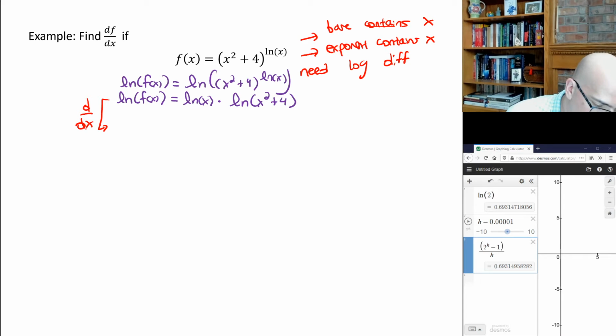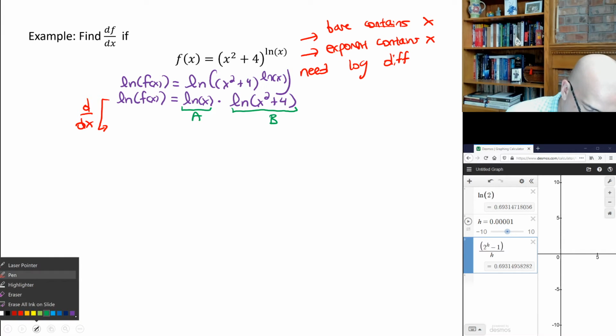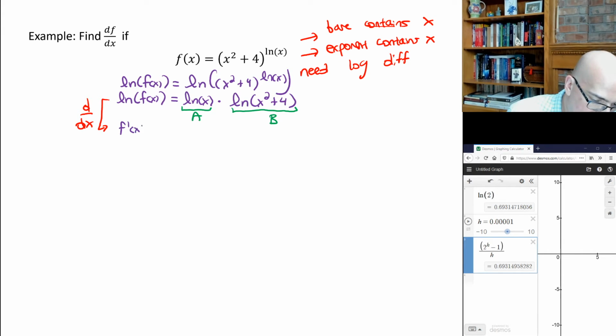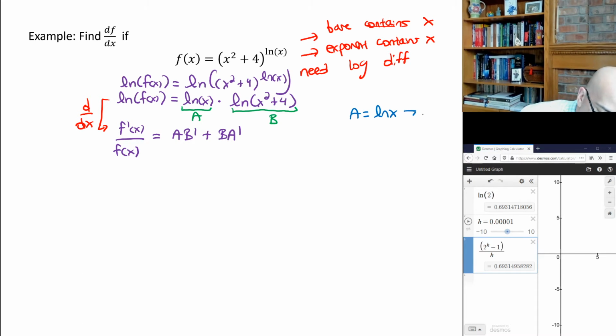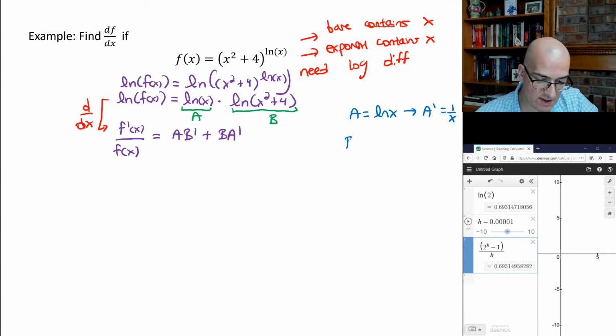Okay, now we take the derivative of both sides. So d by dx of both sides. On the right-hand side, we're going to have a product rule like we did before, a and b. So ab prime plus ba prime. On the left-hand side, we have w prime over w, or in this case, it's f prime over f. I'll calculate those off to the side. A is ln of x. That means a prime is 1 over x. B is the ln of x squared plus 4.